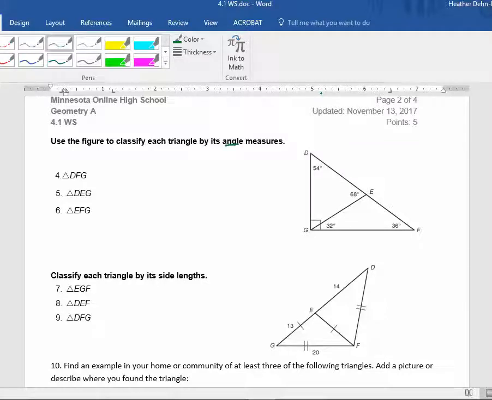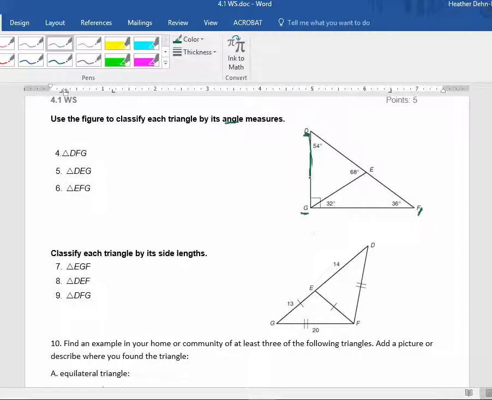So DFG, here's D, here's F, and here's G. So DFG refers to the whole triangle. So you might want to, if you're working on your own paper, trace this out so you know for sure what triangle we're talking about. And then they want us to classify it by its angle measure.